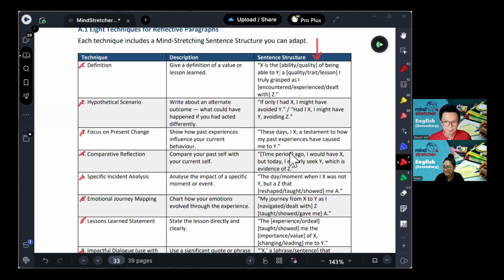So for example, humility is the quality of being able to admit that others can be better than you. A quality or a lesson I truly grasped one day when I failed my maths exam. Like that. So you want to do that. You want to see the X and the Y and Z, and then you plug in the particular theme or the topic, but you must have this sentence structure in your head.